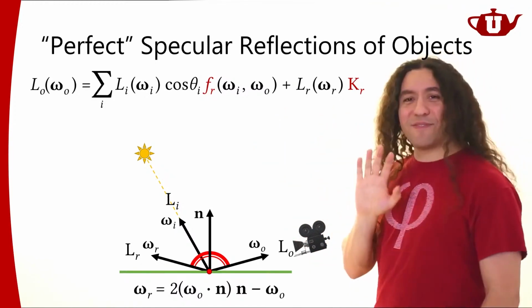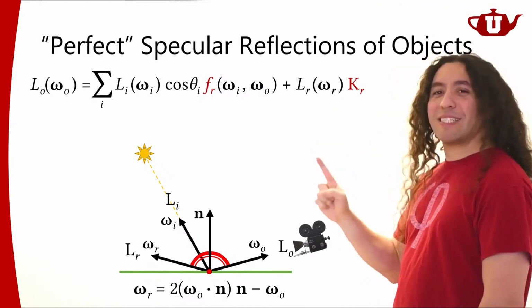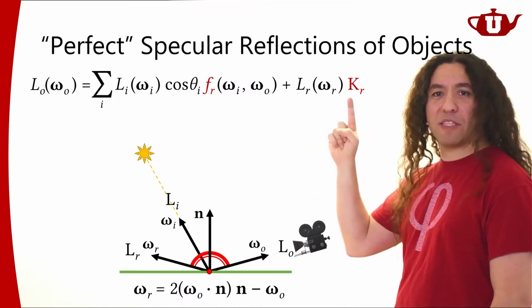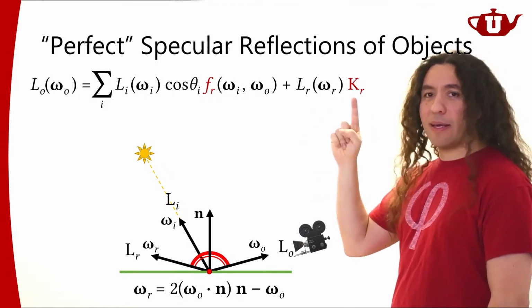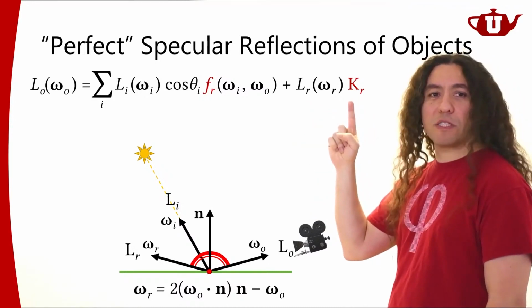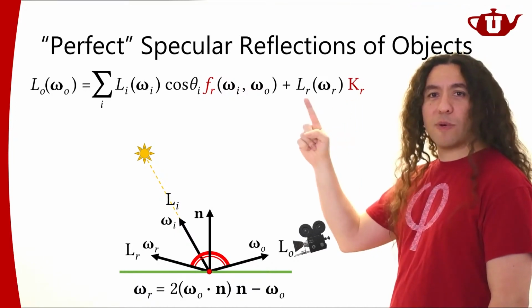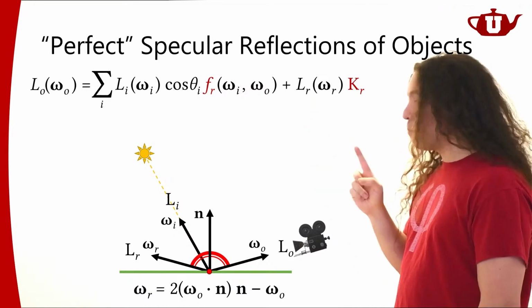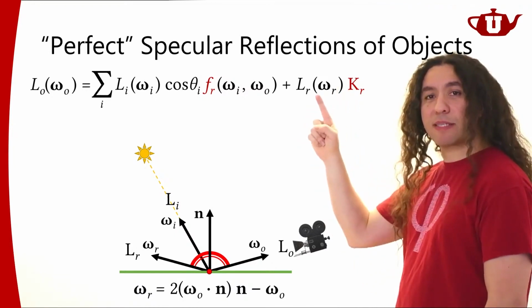Okay, that's very good and all, but I didn't tell you how to compute this. I mean, this is going to be given to you as your material property. It's the specular reflection coefficient. What is this? Where does this come from? Here's how we compute this.